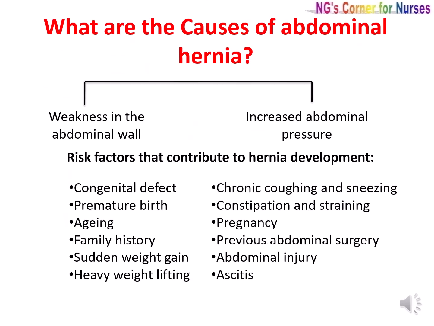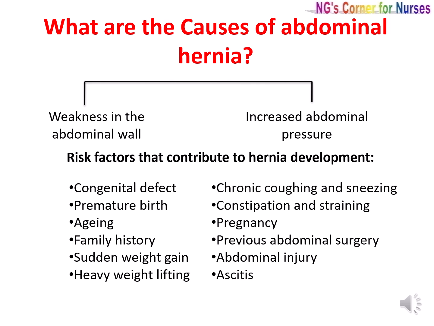Let's see what the causes of abdominal hernia are. Abdominal hernias are caused by a combination of two factors. One is weakness in the abdominal wall and another is increased abdominal pressure. Let's see the risk factors that contribute to hernia development. First is congenital defect. Some people are born with weaknesses in their abdominal wall, which can predispose them to develop hernias.